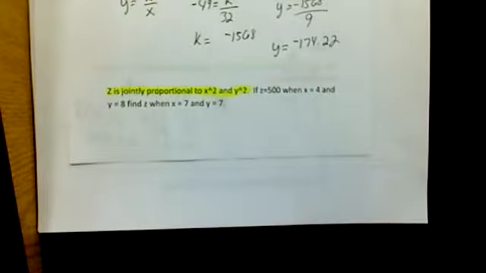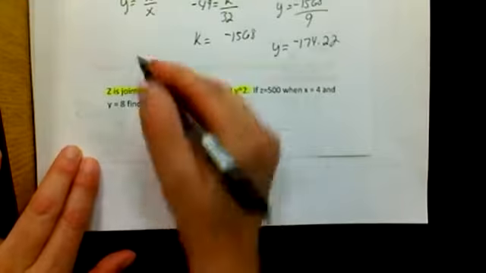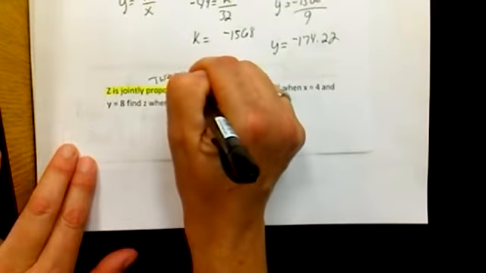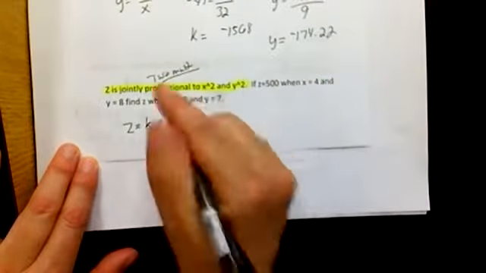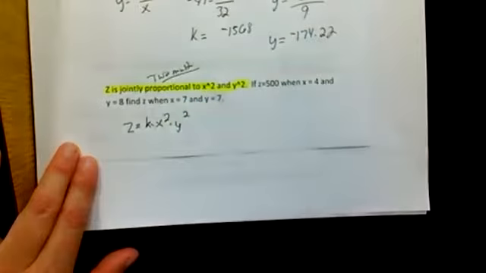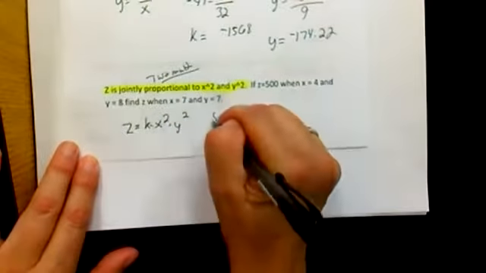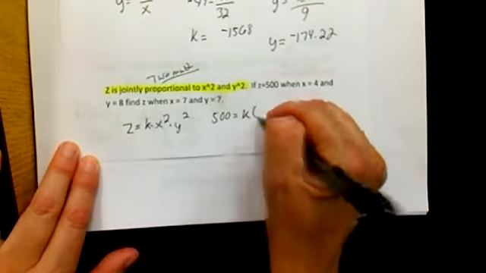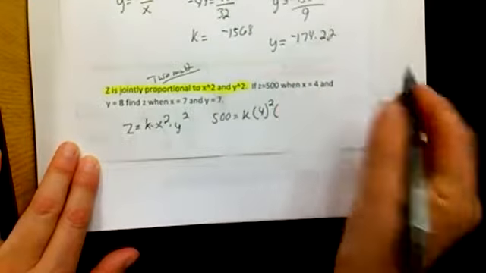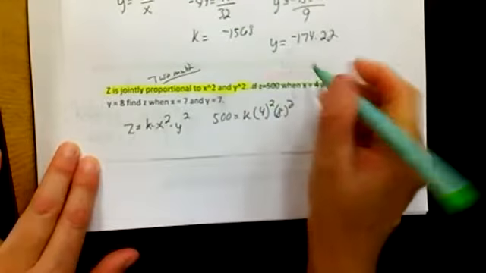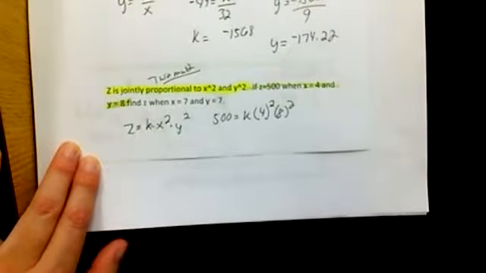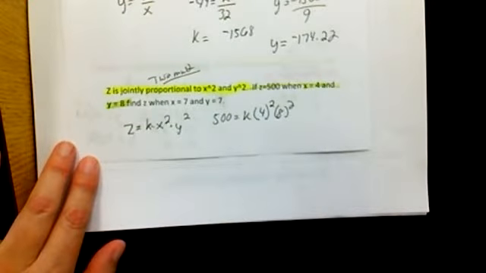Since it said jointly, what does that mean? Jointly means I'm going to have two multiplications. Okay, so z equals k times x squared times y squared. Plugging in my numbers, 500 equals k times 4 squared and 8 squared. That's the next piece. So we got to find k.